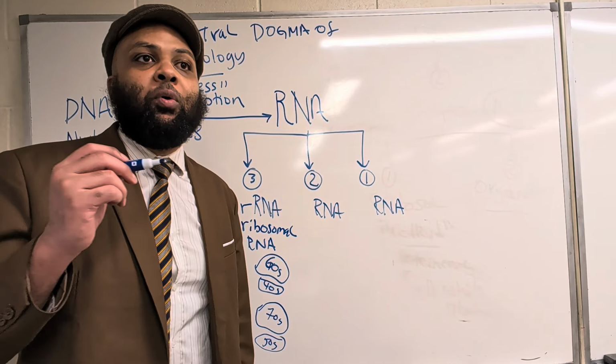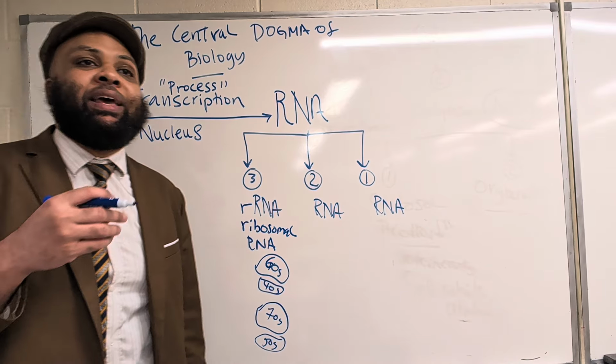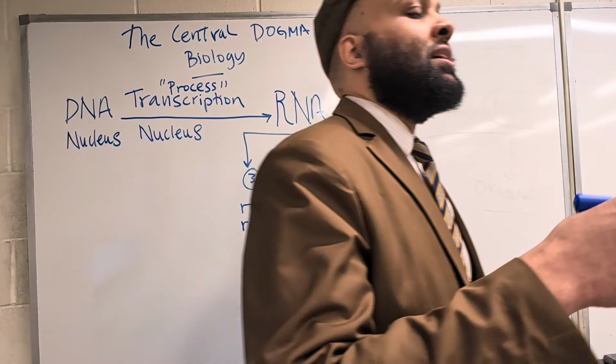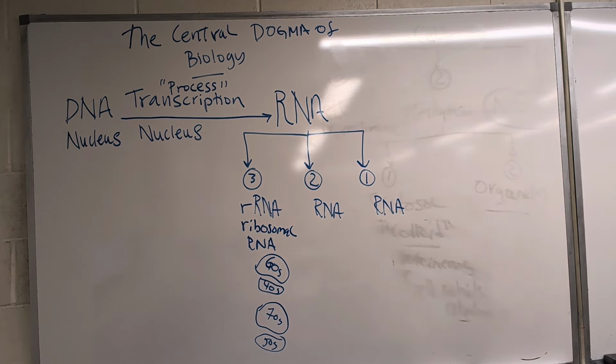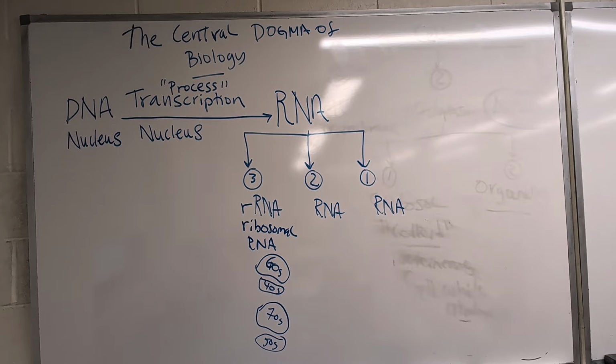And ribosomal RNA is so important. It is so important that it has a special place. There's a headquarters. There is a special place inside the nucleus that is specialized only for ribosomal RNA. What's the name of that special place inside the nucleus where we find ribosomal RNA?